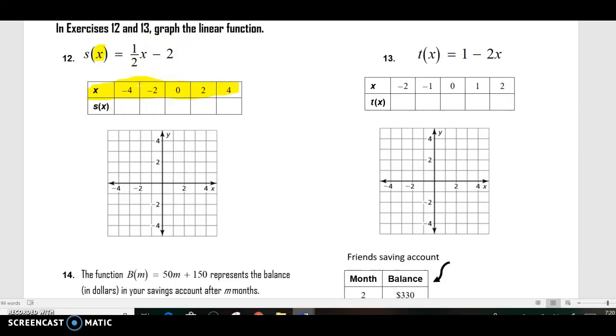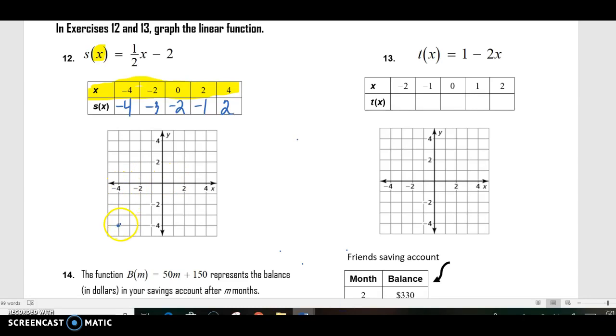So when x is -4, half of -4 is -2. -2 minus 2 is -4. Half of -2 is -1. Minus 2 is -3. Half of 0 is 0. Minus 2 is -2. Half of 2 is 1. Minus 2 is -1. Half of 4 is 2. Minus 2 is 0. Okay, and from there, I just go ahead and plot those points on my graph.